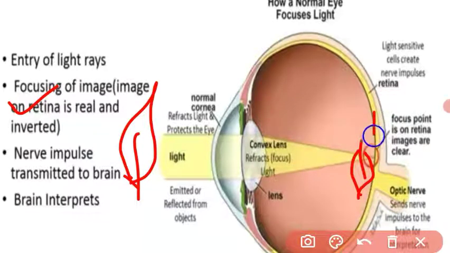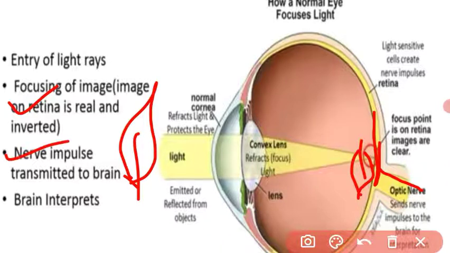But what happens in the retina? There are cone and rod cells. These cells are very sensitive. They convert the photochemical signal into electrical impulses, and there are nerve cells. These nerve cells send the message to the brain: the electrical impulses travel through the optic nerve and reach the visual area of the cerebrum. In the nervous system we have studied that the cerebrum gives the sensation of sight.